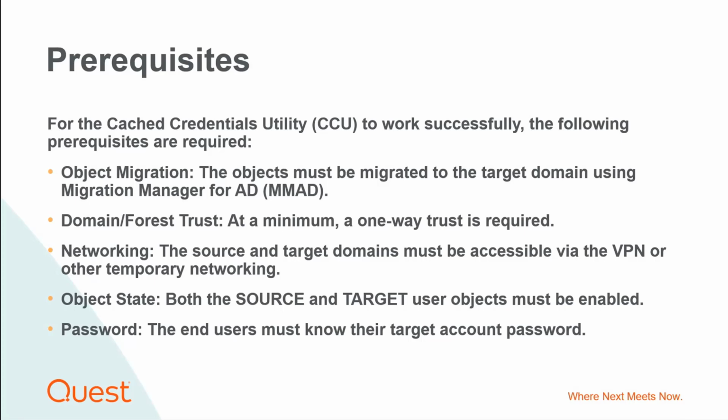During this phase of the migration, both the source and target objects must be enabled, because we're going to validate the target password, and in order for that to happen, that account must be enabled. And lastly, the user must know their password. So if we're using Migration Manager's DirSync to synchronize passwords, then the user should be aware of what that password is. If they do not have a password sync going, then the user must be informed what their target password is.